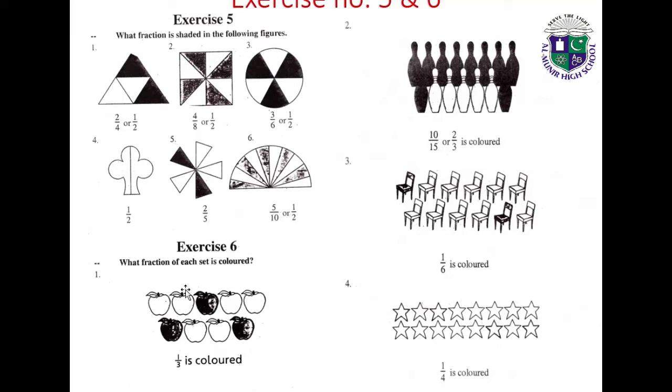Next exercise, exercise 6. What fraction of each set is colored? One by third is colored. One by third is ten by fifteen. Five twos are 10, five threes are 15. Ten by fifteen, or two over three, is colored.